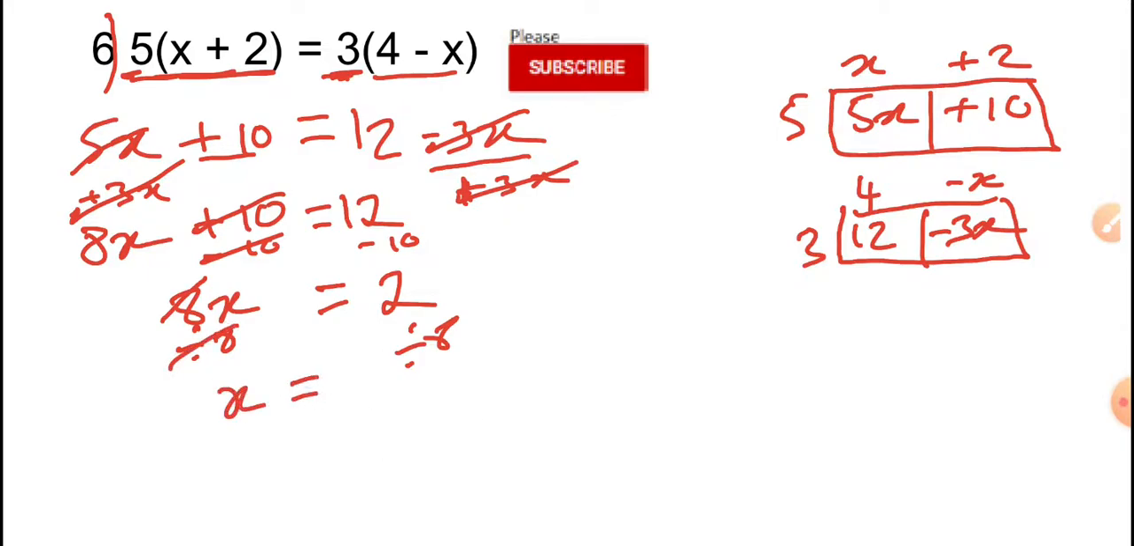x. On the right hand side it's 2 over 8, which we can simplify because they're both even numbers, the denominator and the numerator. So if you divide them both by 2, or if you half them both, half of 2 is 1 and half of 8 is 4. So the answer is x is equal to 1/4 or 0.25.